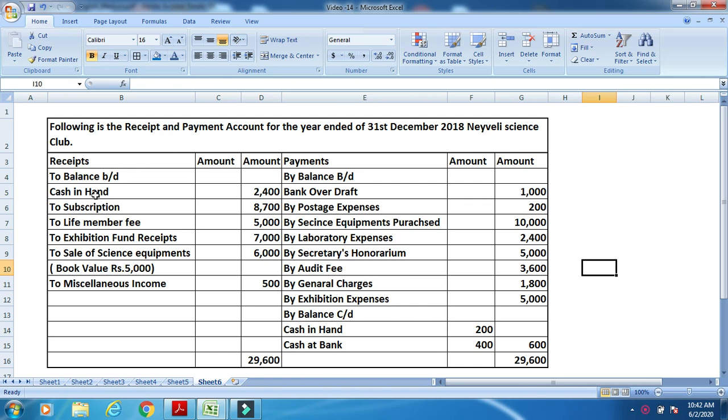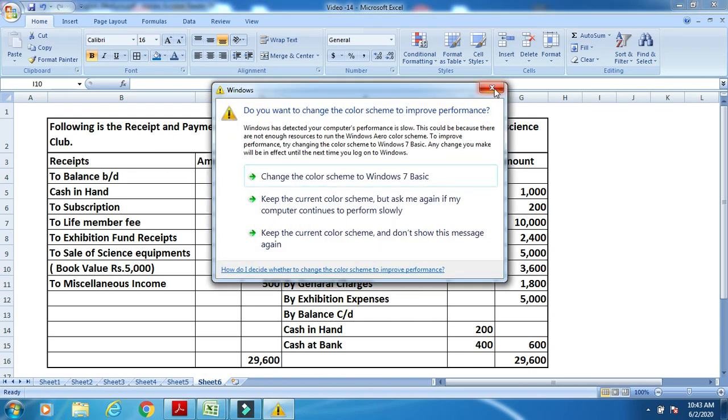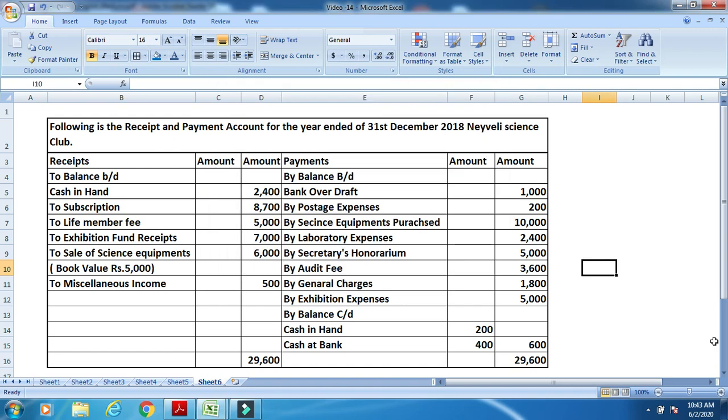Receipts and payments. Receipt side: to balance brought down cash in hand, to subscription, to life member fee, to exhibition fund receipt, to sale of science equipment, to miscellaneous income. Payment side: by balance brought down bank overdraft, by postage expenses, by science equipment purchase, by laboratory expenses, by secretary honorarium, by audit fees, by general charges, by exhibition expenses, by balance carried down, cash in hand, cash at bank.